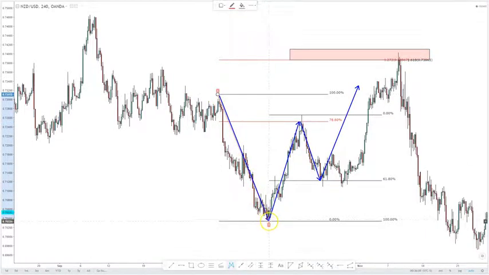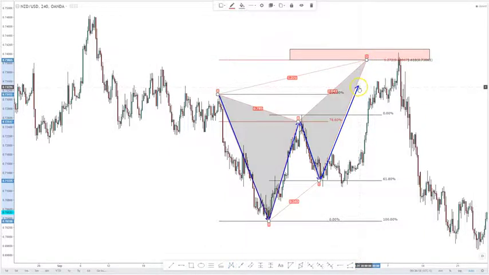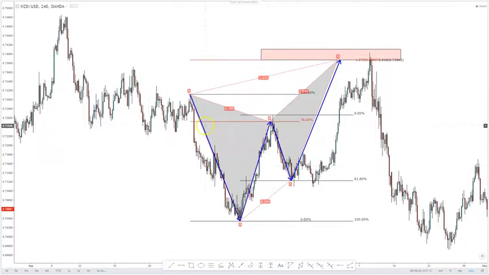XA, B, remember B, 786. That's when the alarms go off in our head. We might get a butterfly pattern. C, and our D point is going to be right here. All right, so let me extend the arrow. Boom. Just like what I showed you in the beginning video. What happens afterwards? Beautiful drop, guys.